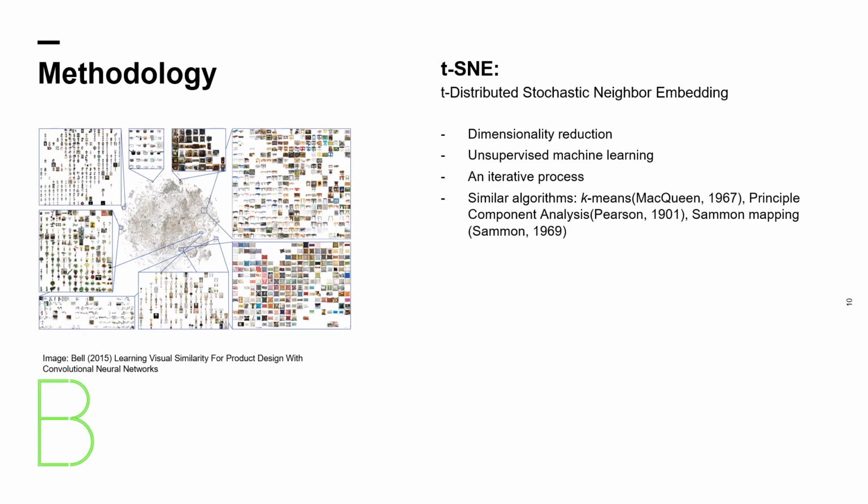t-SNE was widely recognized in reducing data dimensionality for data visualization. For example, Bell used convolutional neural networks to create a high-dimensional embedding of product images, and used t-SNE to cluster them with similar graphical meanings.